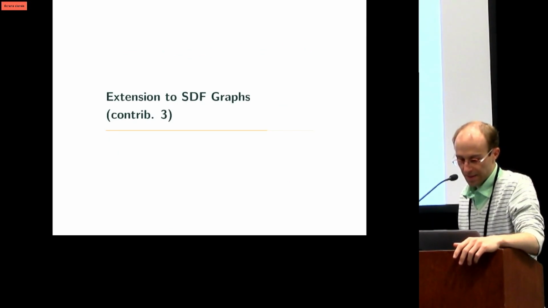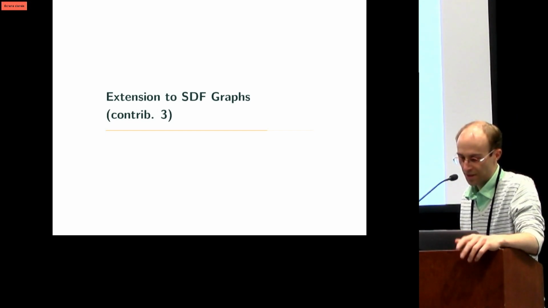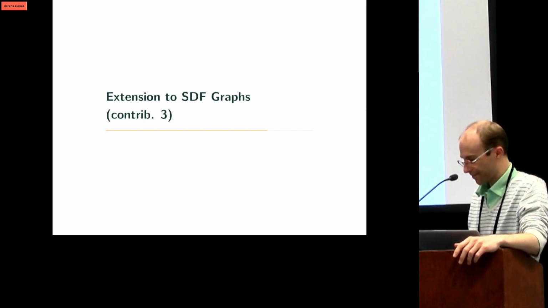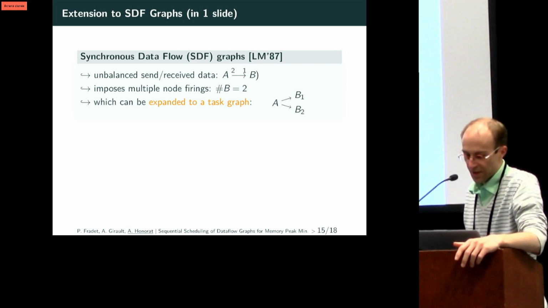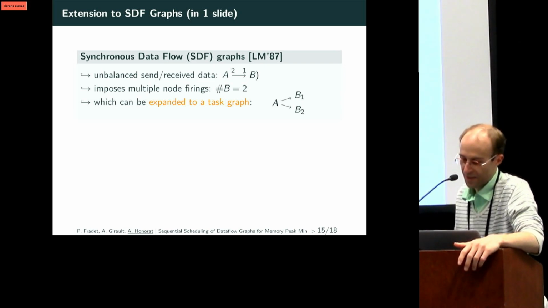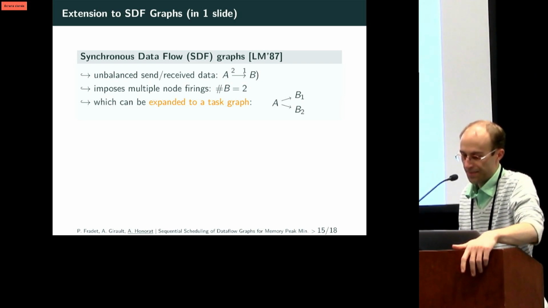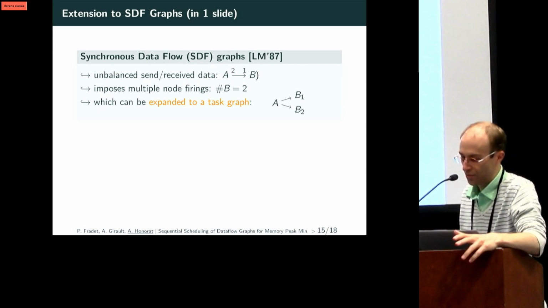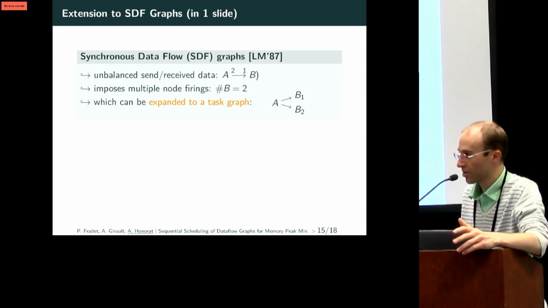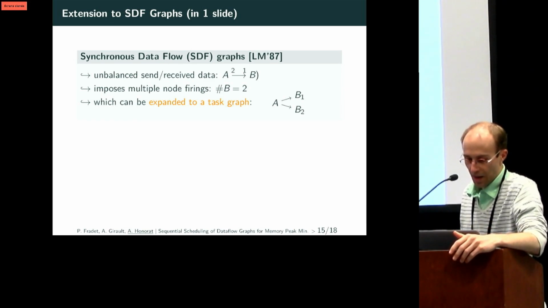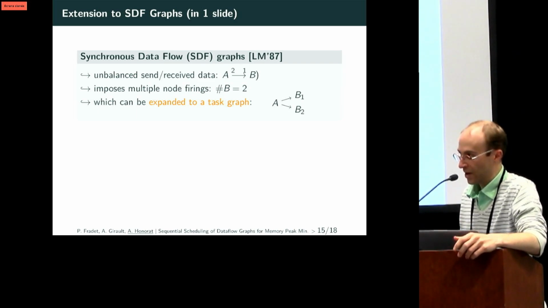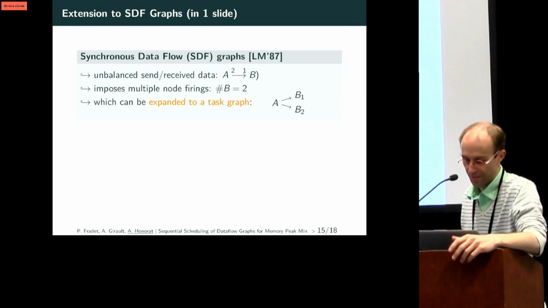We did the last contribution, which is an extension of those results to synchronous DataFlow graphs. So synchronous DataFlow graphs are an extension of task graph, which has unbalanced send and receive amount of data as weights on the edges. So here, for example, node A produces two data tokens, and node B consumes only one. So we have to execute node B twice so that we consume all the data which are produced. And those SDF graphs can be expanded to task graph as we consider in the first part.